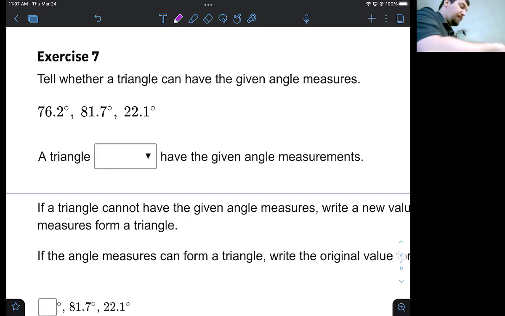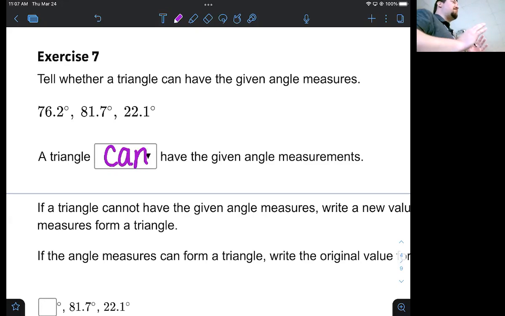It can what? They add up to 180? Yeah. It's not. I got 180.9. Try yours again, because I'm getting multiple. Has anyone else gotten 180 when they add them together? Okay, so if they add up to 180, does a triangle exist with these measurements? Sure could, yeah. So a triangle can have these given angle measurements.